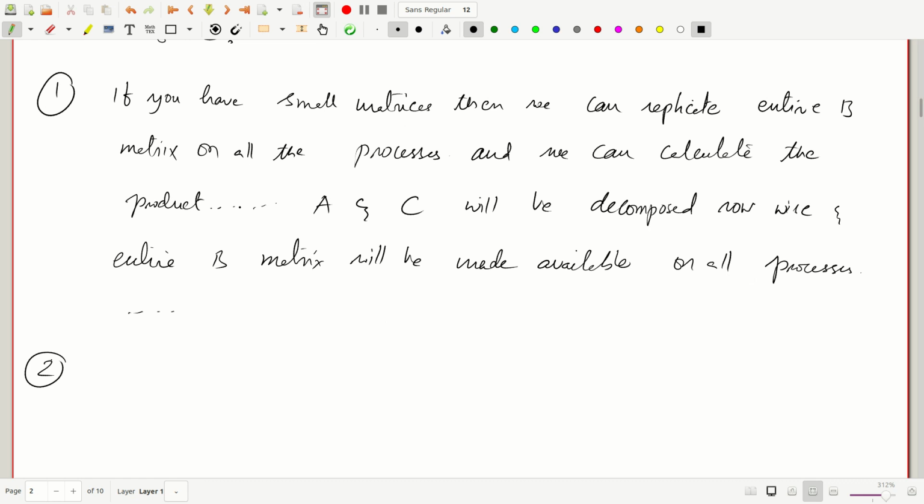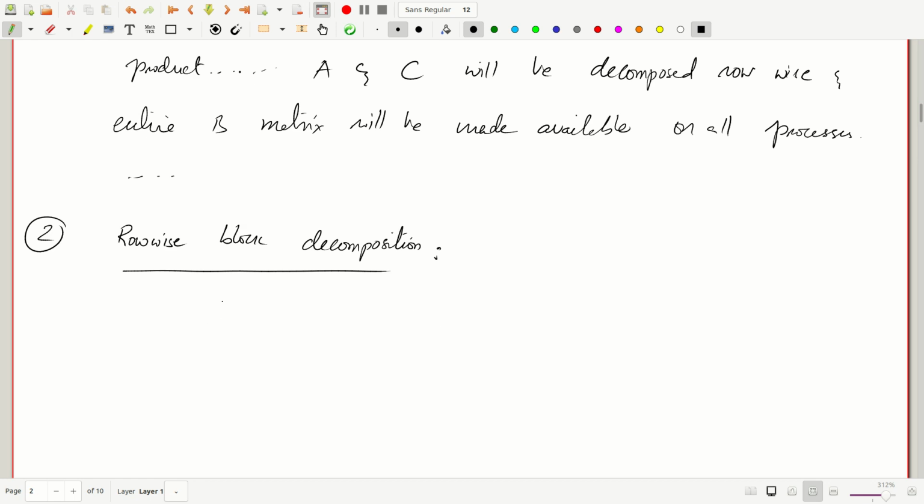So the second method is based on something we have already discussed, that is row-wise block decomposition. Okay, so we are going to look at matrix multiplication as such. If you have to calculate Cij, then what we have seen is that we have to look at the summation of Aik Bkj for k going from 0 to n minus 1, or from 1 to n, right?